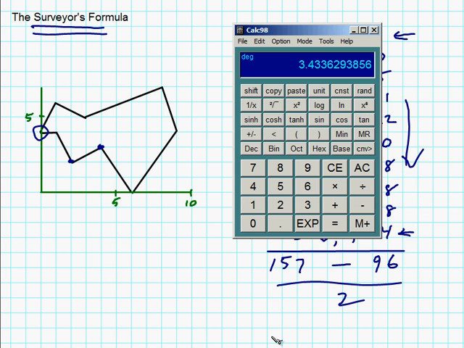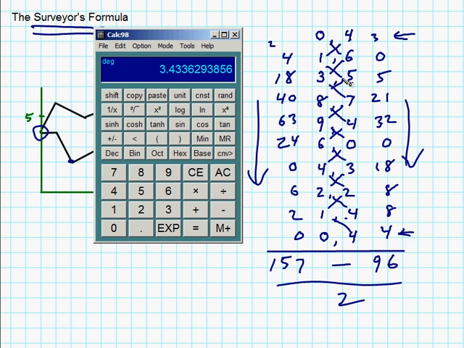Okay, so let's find the area here. 157 minus 96 equals 61. Divide by 2. 30.5.